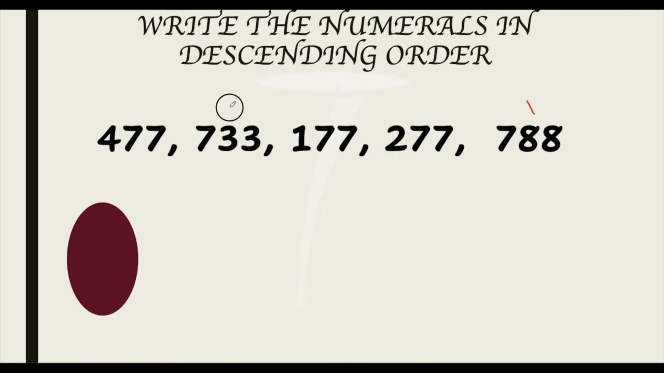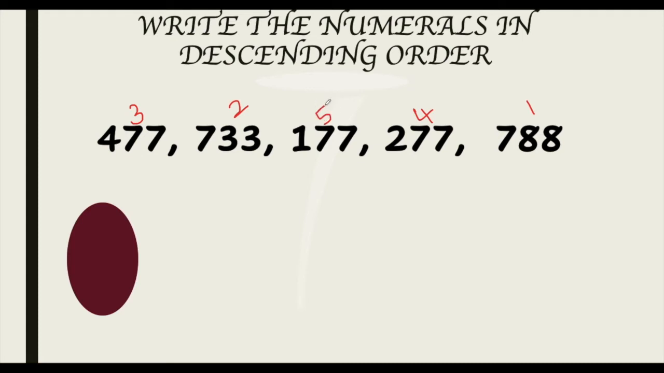Then you can write 733 as the next smallest number. After 733 you have 4, 1 and 2 in the hundreds place, so 477 becomes the third number to be written. Next number is 477. After 477 we have 277 in fourth place. After 277 we have 177 in the fifth place.